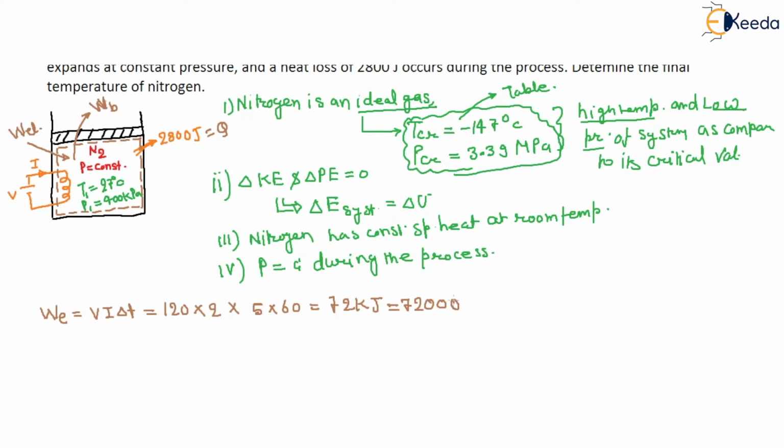72,000 joule of energy goes into the system, but only 2,800 comes out from the system. So the remaining energy will push the piston upward. During that, the temperature of the system will increase. Why? Because there is a constant pressure.